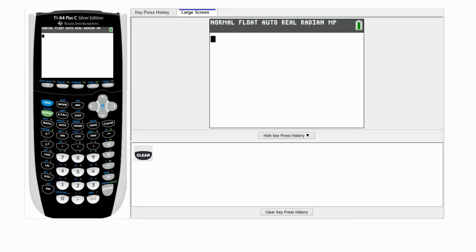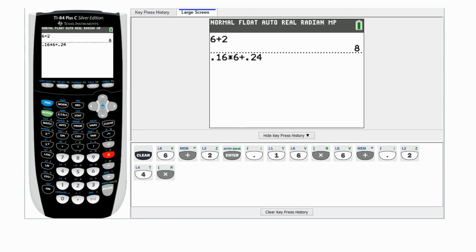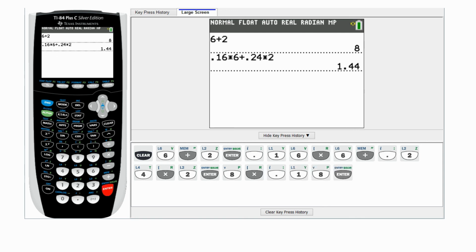To check our solution, x plus y should equal 8. 6 plus 2 is 8. 0.16x plus 0.24y should equal 8 times 0.18. 0.16 times x, which is 6, plus 0.24 times y, which is 2, equals 1.44. 8 times 0.18 is 1.44. So our solutions are correct.